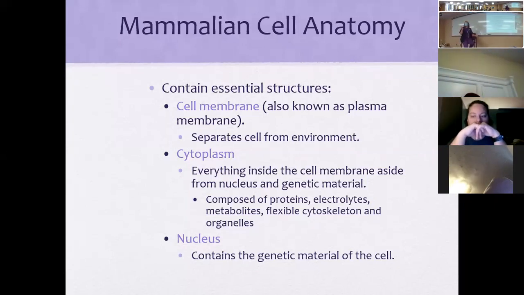So these are just 3 definitions. We're not getting into any abstract concepts. The cell membrane is the skin of the cell. The cytoplasm is everything inside the cell. The nucleus contains the DNA.